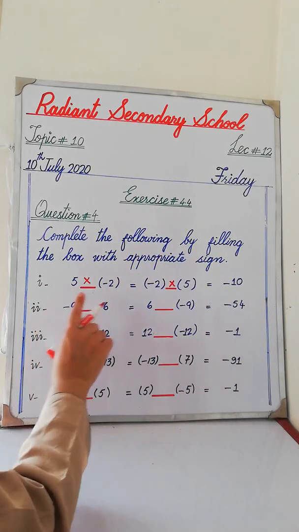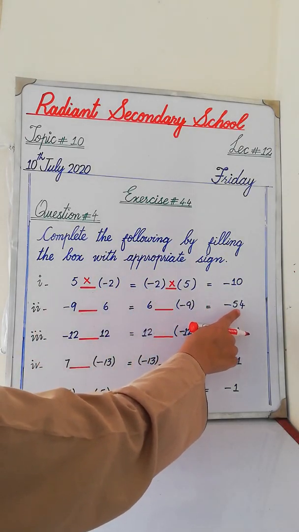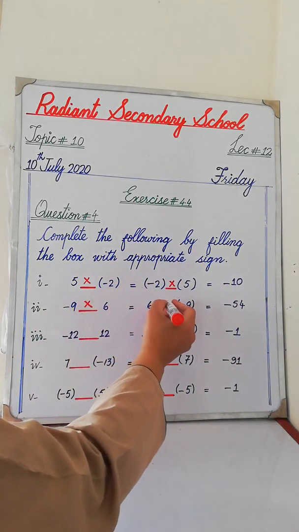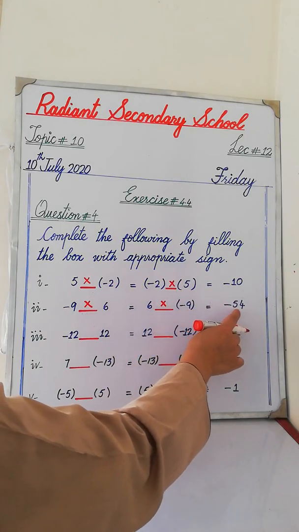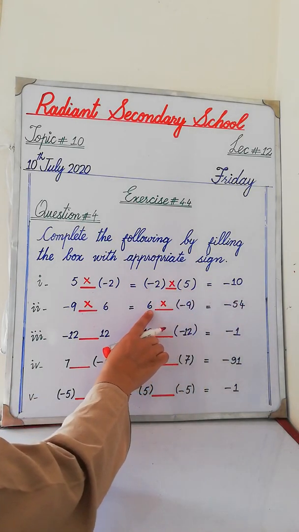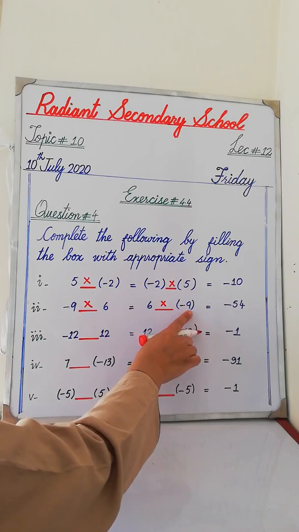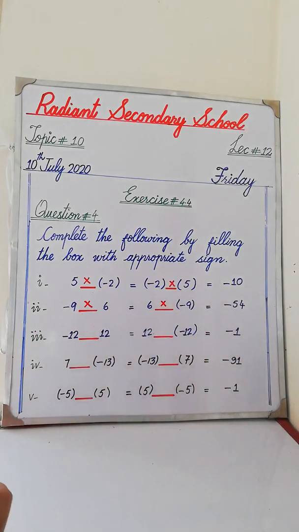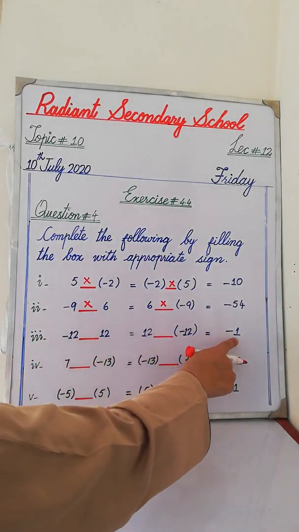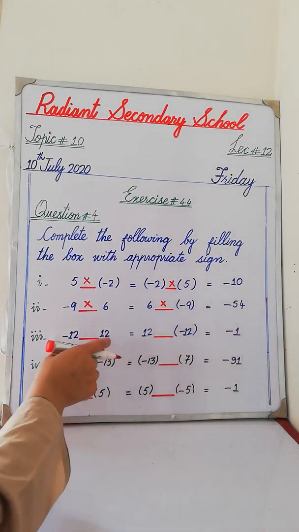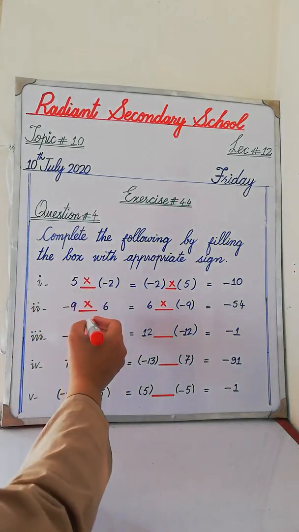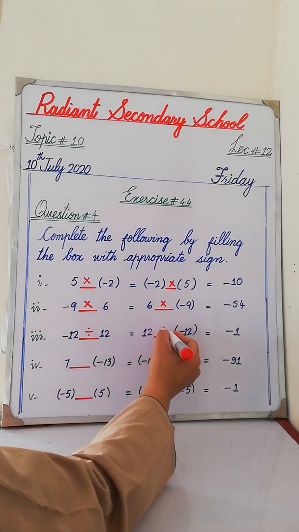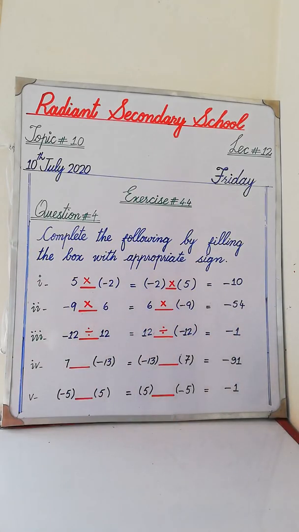In the second part, firstly we will observe the answer. The answer is minus 54. It means we have to put a multiply sign, then the answer will become minus 54 because 6 has a plus sign and minus 9 has a minus sign. Plus minus minus, 6 9s are 54. In the third part, the answer is minus 1. It means I can't multiply both numbers. We have to divide. When I put the sign of division, then my answer will become minus 1.